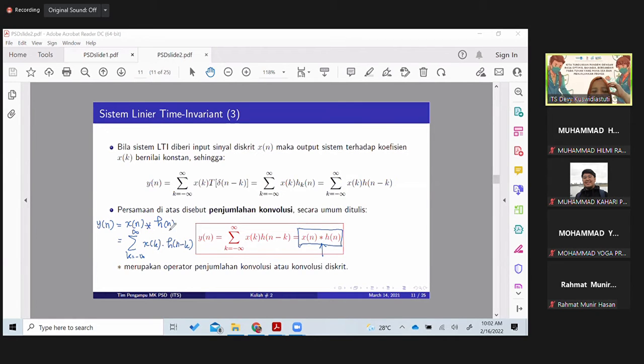By convolution of these two, we could get the output of the system. So you could calculate the output of the system if you know exactly the input signal, and you also have to know the impulse response of the system.